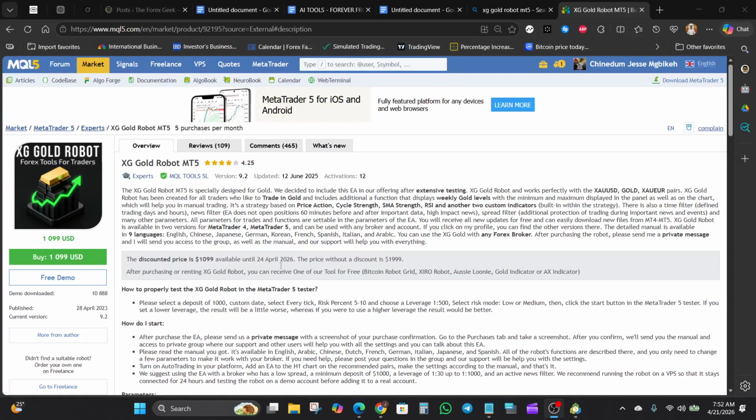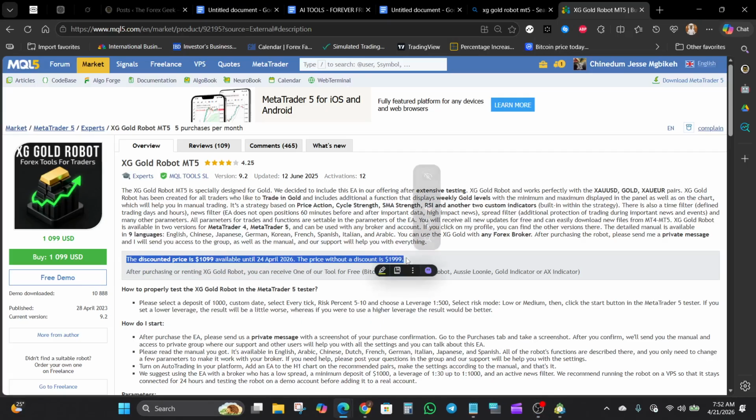So right now on the MQL5 marketplace, we can see that the XG Gold Robot is currently priced at 1,099 US dollars, although it looks like it is discounted from a higher price, based on what the seller is saying here.